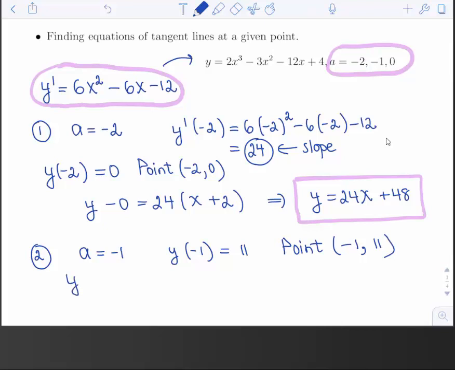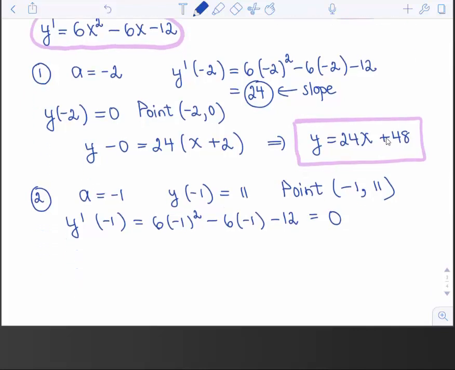Then I need to evaluate my derivative at -1, not the function, right? So 6 times -1 squared minus 6 times -1 minus 12. This gives us 6 plus 6 minus 12, that's 0. This tells me that the slope is 0. This should be a horizontal line, right? So y minus 11 is equal to 0 times x minus -1, but that simplifies to y is equal to 11.